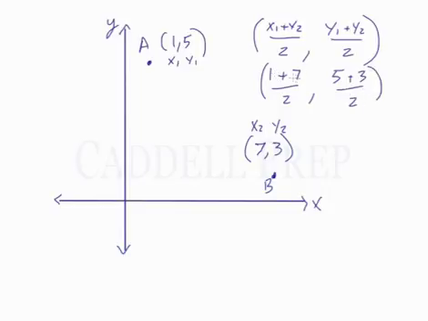So we get 1 plus 7 is 8, and divided by 2 is 4. So midpoint is going to be at 4. And then the y, 5 plus 3 is 8, divided by 2, also 4. Just happened to be 4, 4. So our midpoint would be here, 4, 4.